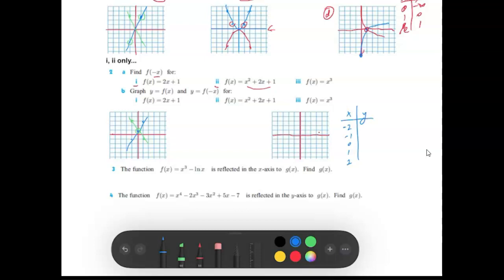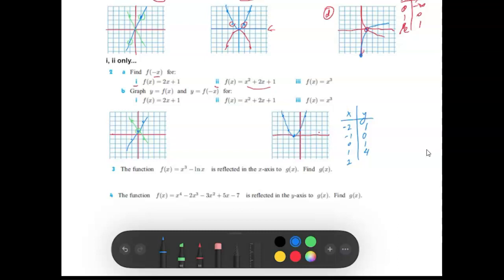If I put negative 2 in there, I'm going to end up with 4 minus 4 plus 1, it would give me 1. If I put negative 1 in there, it would be 1 minus 2 plus 1, which would be 0. And if I put 0 in there, I would get 1. And if I put 1 in there, I'd get 1 plus 2 plus 1, which would be 4. Okay, so basically it would be negative 2, 1, negative 1, 0, 0, comma 1, and 1, comma 4, which must mean that the other one is here. Okay, so that is my function.